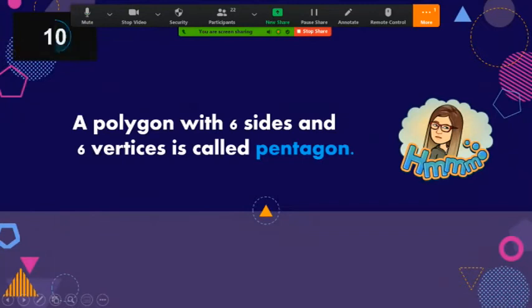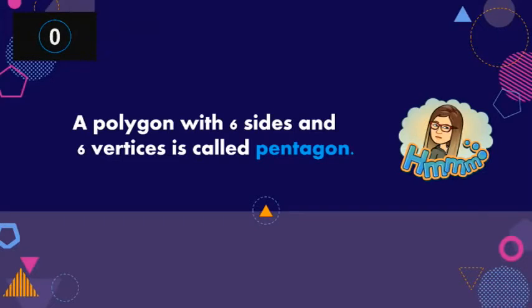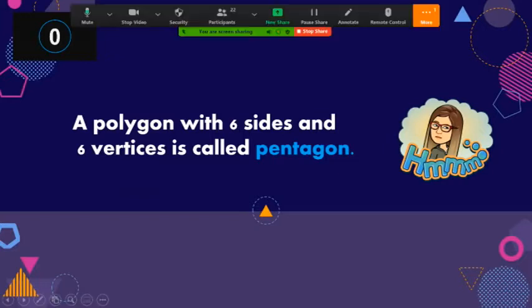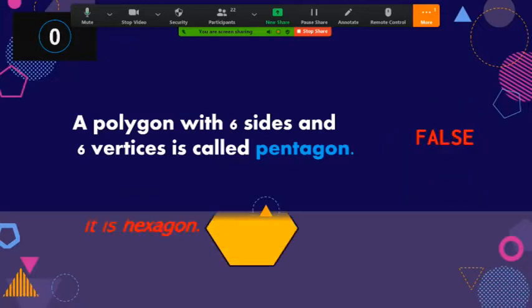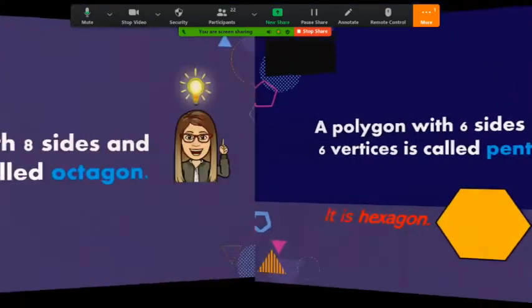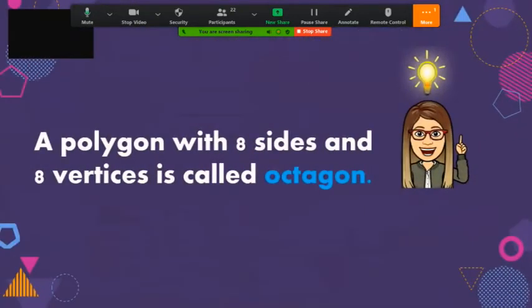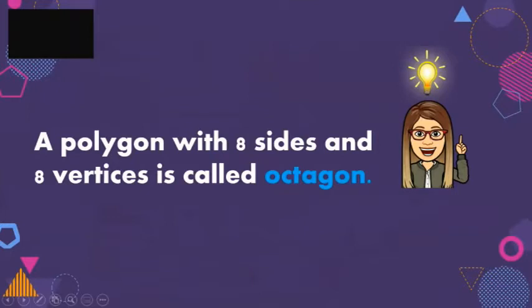A polygon with 6 sides and 6 vertices is called pentagon. Jump left or right? Left. It should be left, correct? Because this has 6 sides and 6 vertices. What do you call that shape? It's hexagon. Yes, it's false because it's hexagon. Correct. Let's go to the next question.